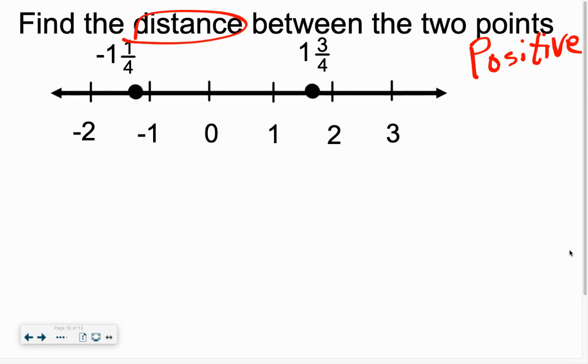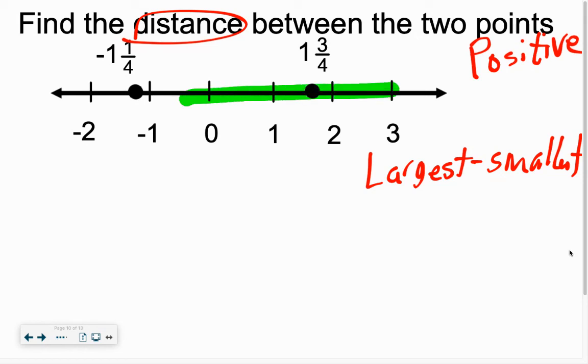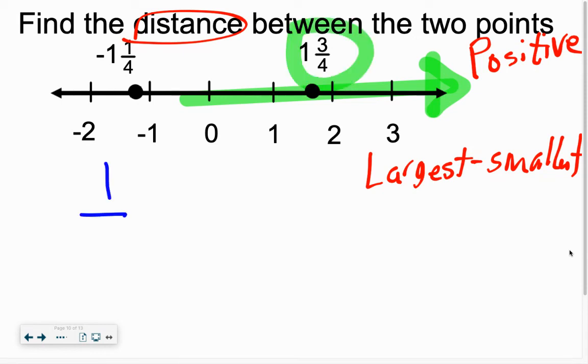What we're going to do is have a positive 1, and to help, usually what I suggest is you take the largest minus the smallest. So take the largest and subtract the smallest. On the number line, it's easy to see because as the numbers go to the right, they are greater, they are warmer. So when I say which one's the greater value, which one's largest, we're going to start with 1 3/4. Let me write that the right way, excuse me. Now subtract the other number.